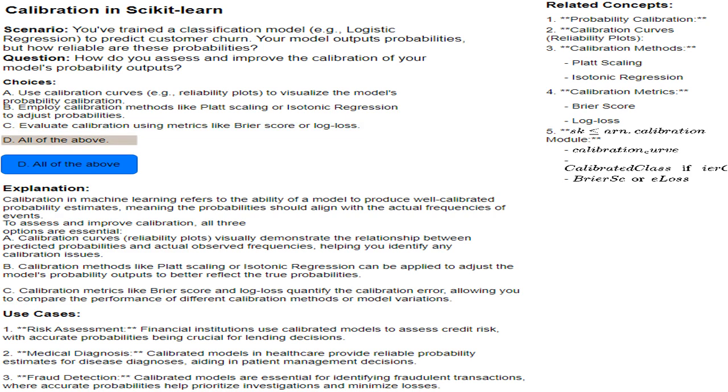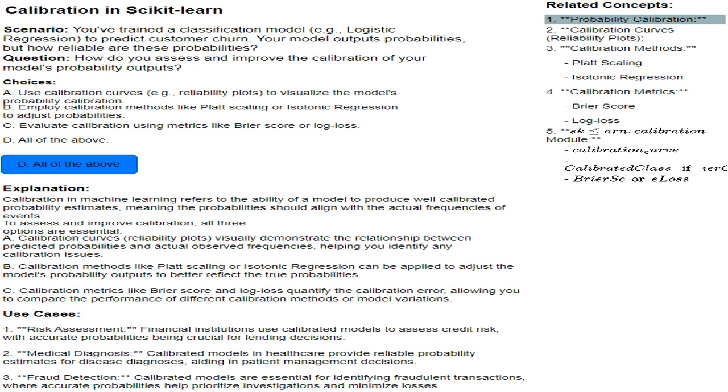D. All of the above. True. All three choices are essential for assessing and improving the calibration of a model's probability outputs. Calibration curves provide a visual understanding. Calibration methods adjust probabilities, and calibration metrics quantify the error. Combined, these approaches offer a comprehensive strategy for ensuring reliable probability estimates from your machine learning models. D. All of the above.